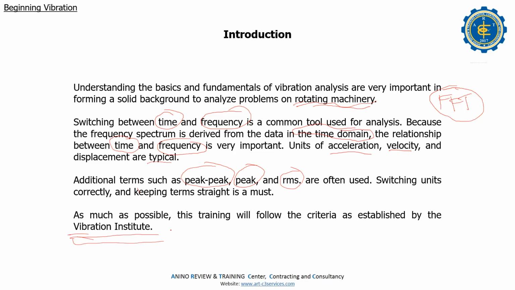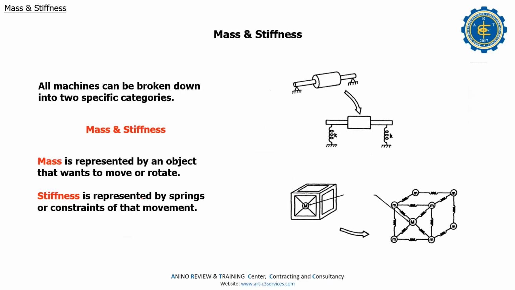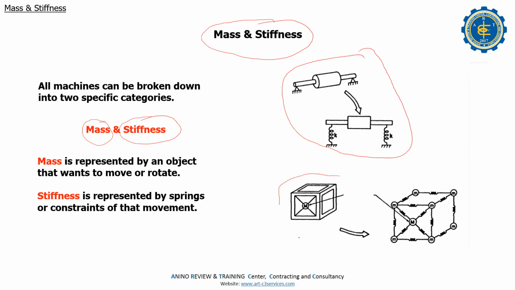So, mass and stiffness. All machines can be broken down into two categories: mass and stiffness. Mass is represented by an object that wants to move or rotate. Stiffness is represented by springs or constraints of the movement. This is the theory of mass and stiffness in vibration.